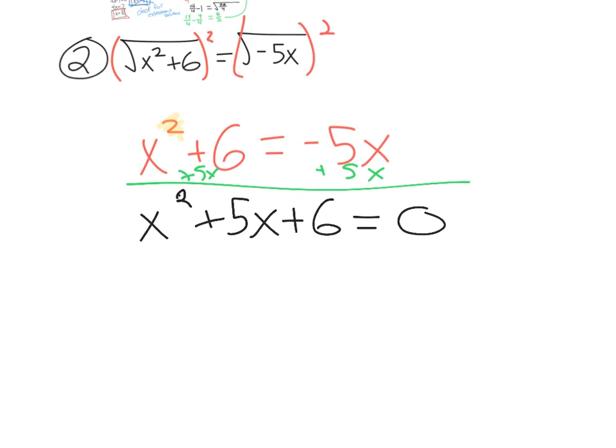Now I say to myself, okay, it's a quadratic. The a term is 1, which means I don't have to do the a times c thing. You can, it will work out still, but you don't have to. So all I have to do is say, what are my factors of c that add up to b? So what are the factors of 6?